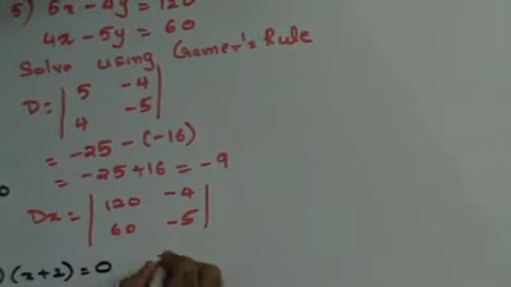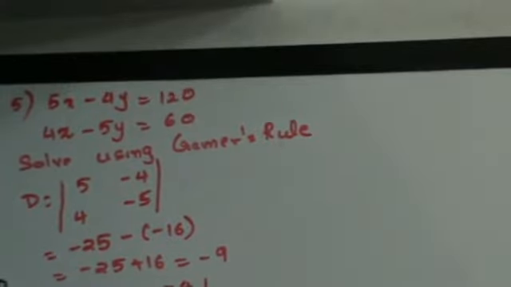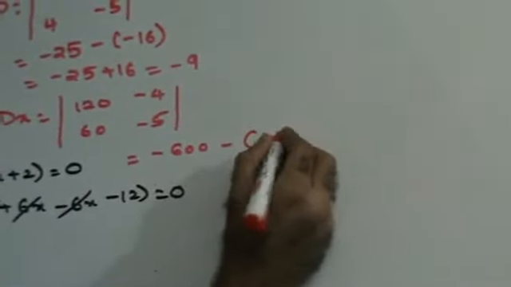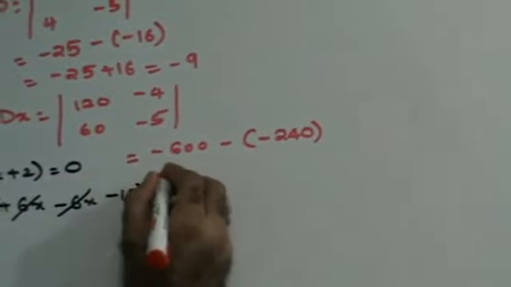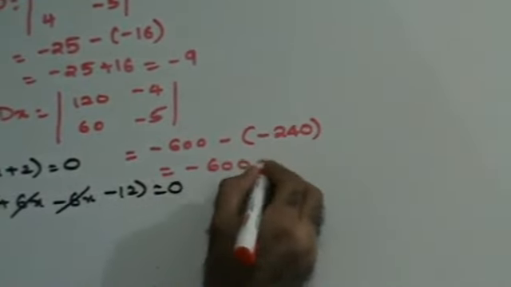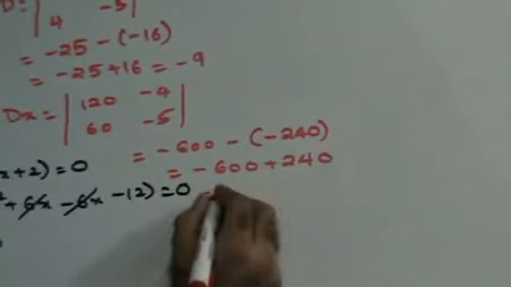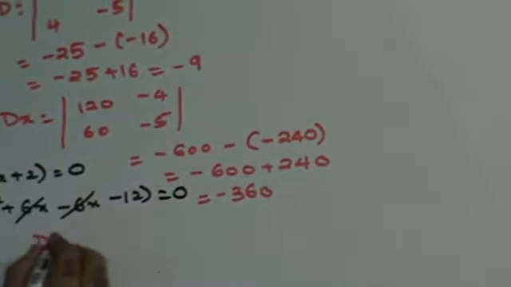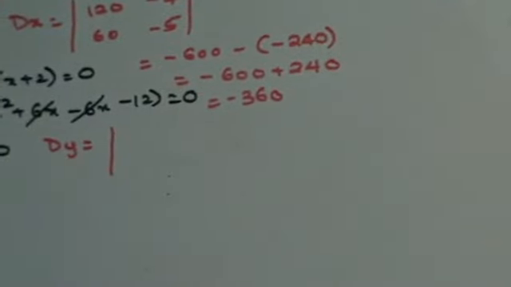So how do I solve this? Product of principal diagonal minus other diagonal. So minus 600 minus 6 4s are 24, 240. So this is minus 600 plus 240, that's minus 360. Next, dy. How do I find out dy?